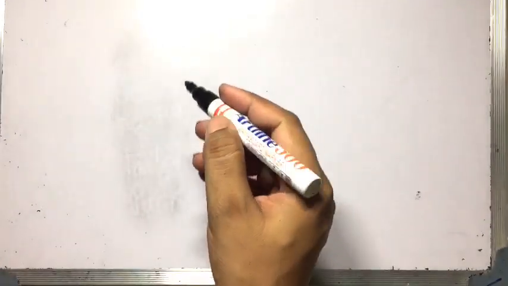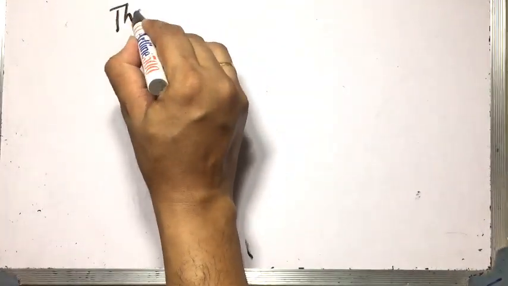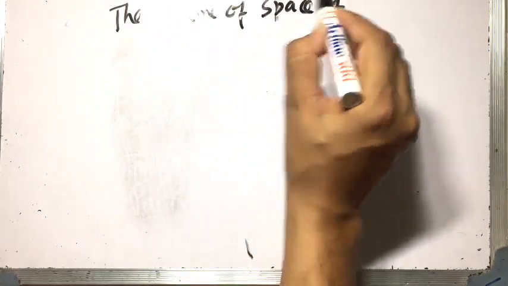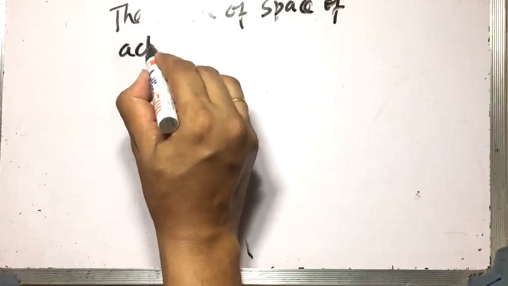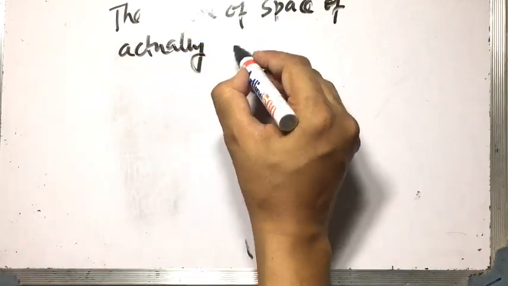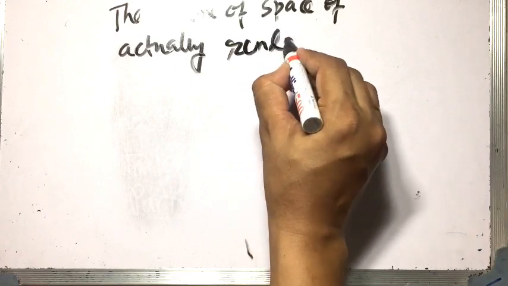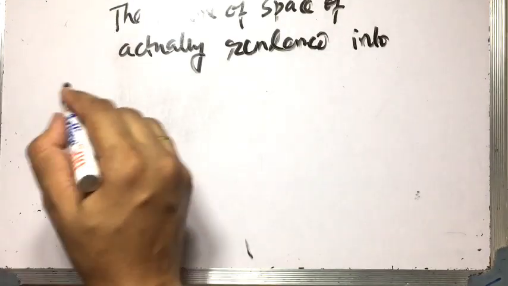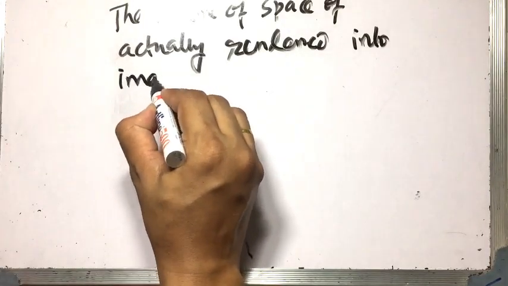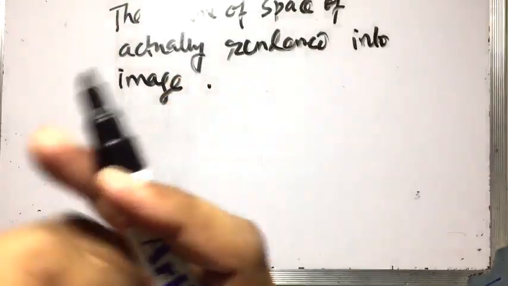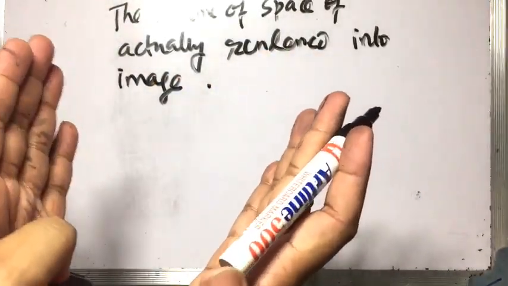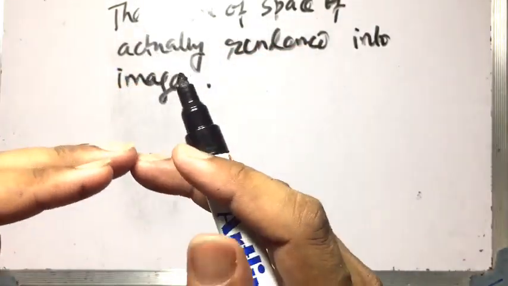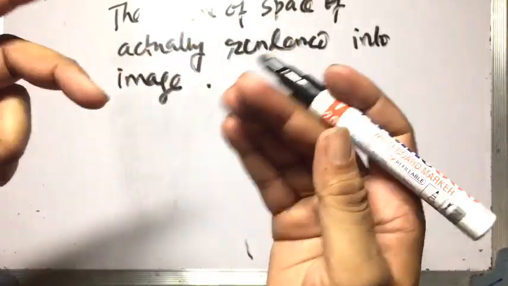Next, to be displayed, the volume of space is actually rendered into an image. So this is the view plane, and the view volume is the number of views that can be displayed during the projection.